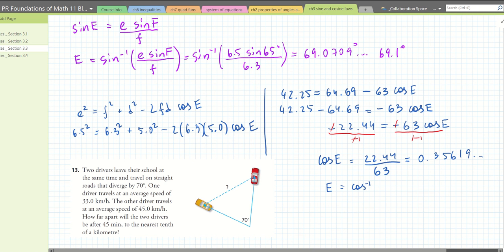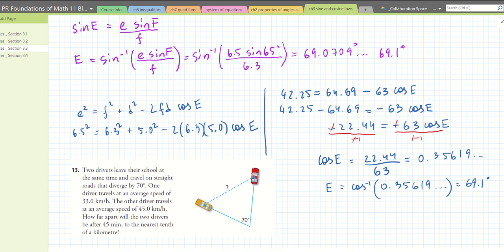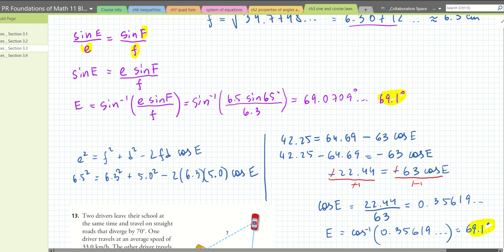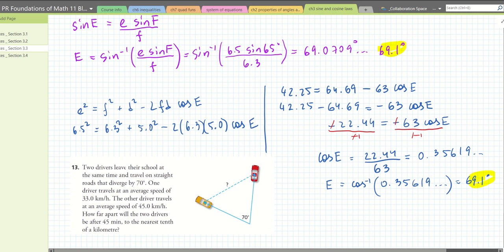So this is going to be cos inverse of that number, 0.35619. And again, I would just do this on the calculator in one step. So I'm going to get 69.1 degrees as well. So as you can see, we still get the same answer. Okay, but using cosine law is a lot more work than using sine law. That's why whenever you are solving a triangle, see if you can use sine law first because it's simpler. If you can't, then you use cosine law. So anyway, in this case, I solved for the angle both ways using sine and cosine law.